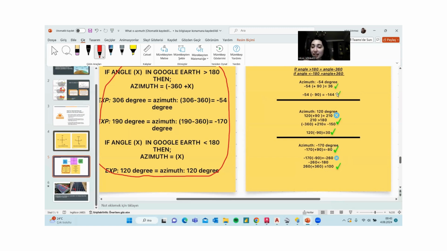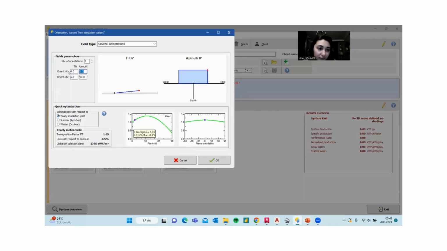This was how the angles work. And for our project, what will we write? We will write 36 degrees for orientation 1 and minus 144 degrees for orientation 2. Let's write 36 degrees for one orientation and minus 144 degrees for the other orientation.